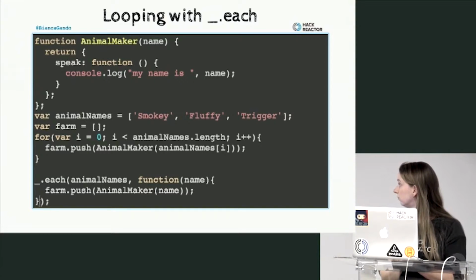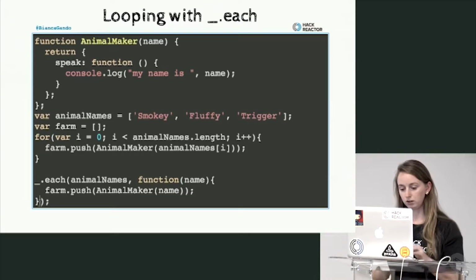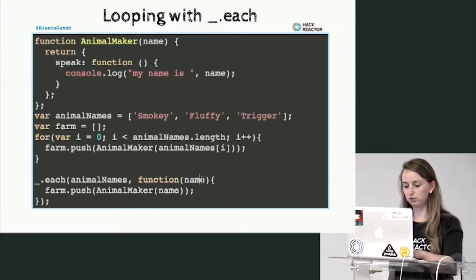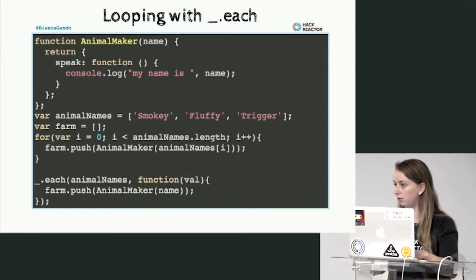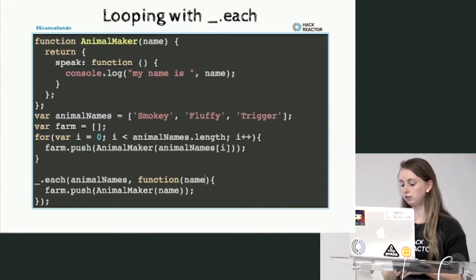where it says function parentheses name, that's referring to each of the objects in animal names. It's just a placeholder. Yeah, that name is a placeholder that represents each of the iterations of animal names, exactly. So it's val, and then you'd have to put val down there. Right, exactly. It's got to be the same.